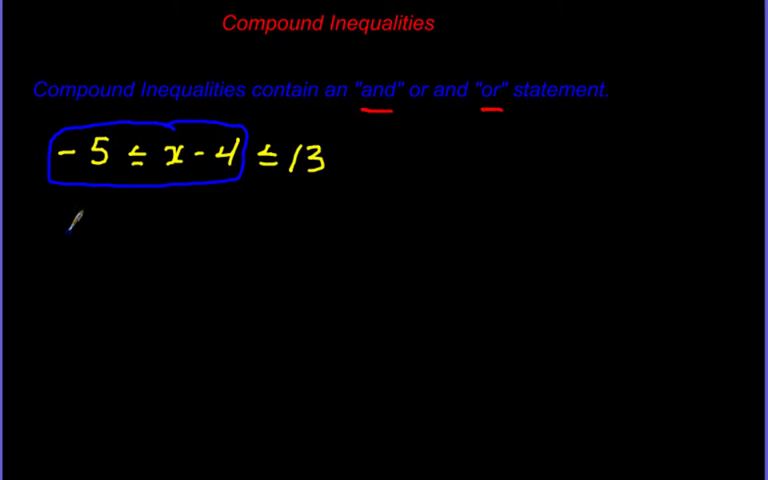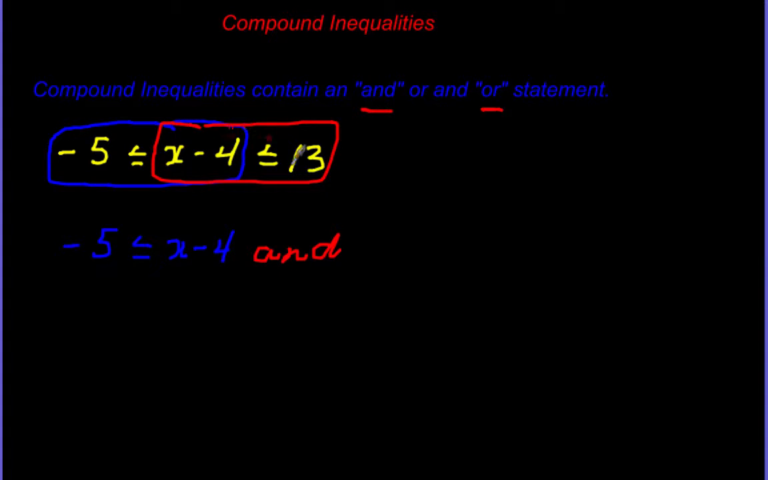So we're going to go ahead and write that over here. We're going to solve this inequality: negative 5 is less than or equal to x minus 4. And here's the big thing, there's another one in here. We have to solve this inequality: x minus 4 has to be less than or equal to 13. So that's the other inequality I'm going to go ahead and solve. So x minus 4 is less than or equal to 13.